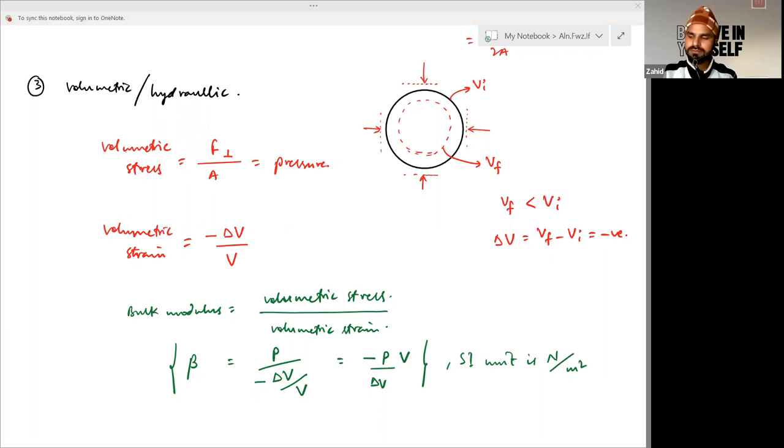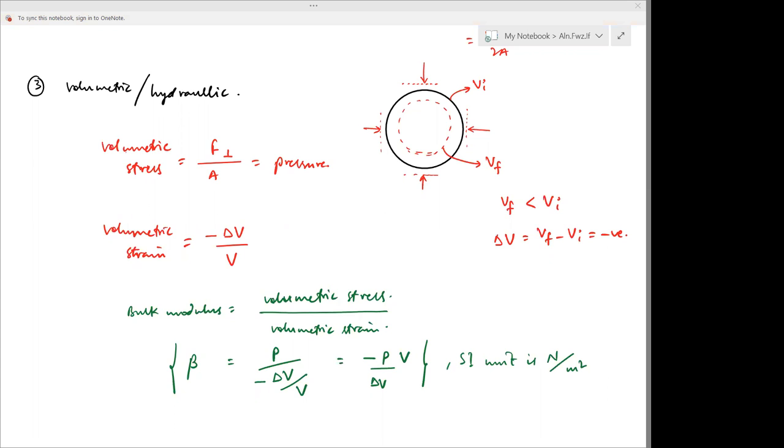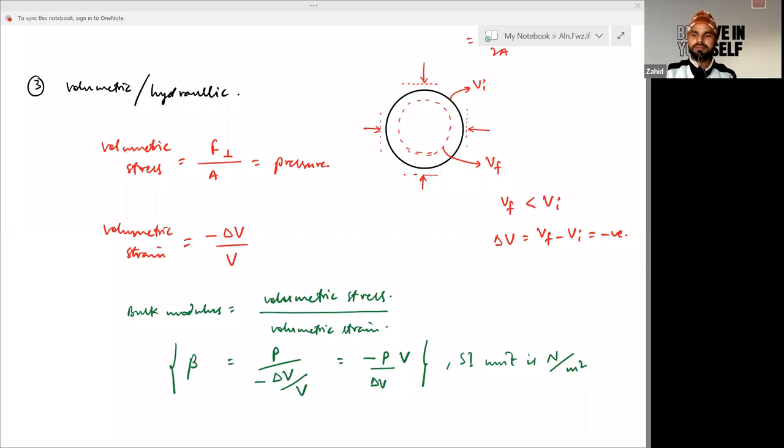Ifra, any doubt? Yes. No, sir, my network connection was low, so I was. Okay, okay.